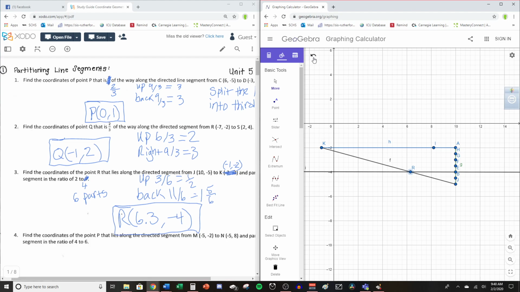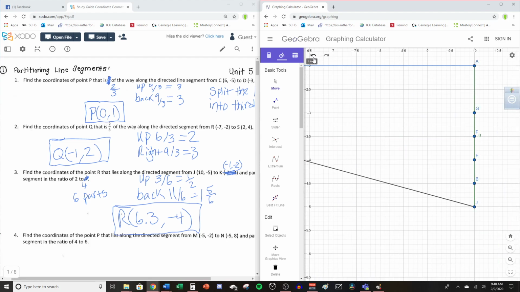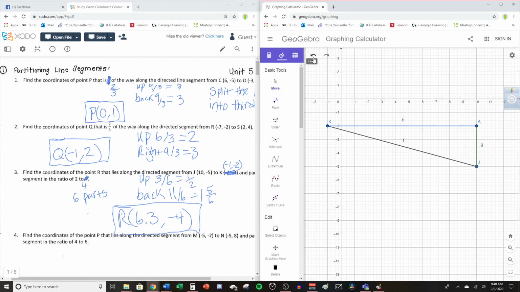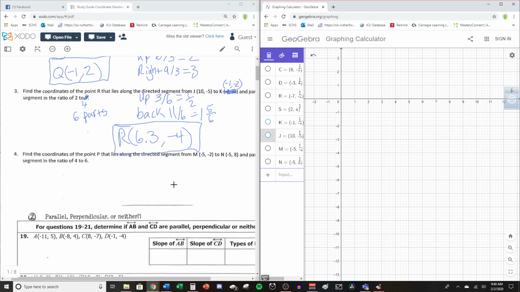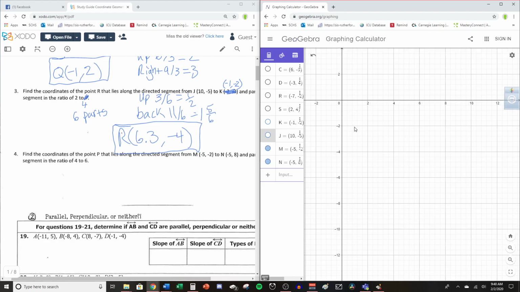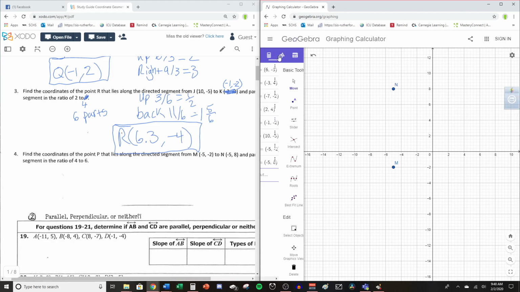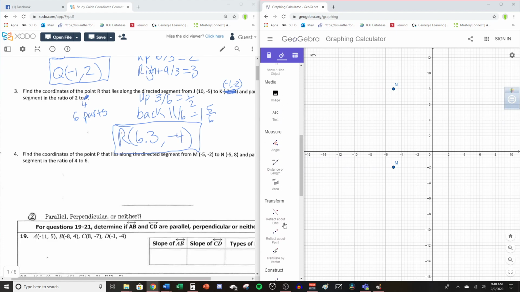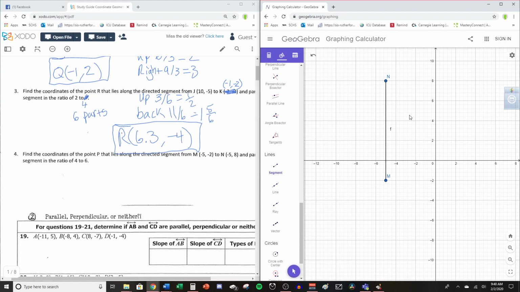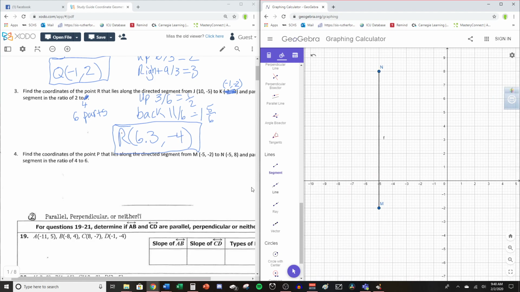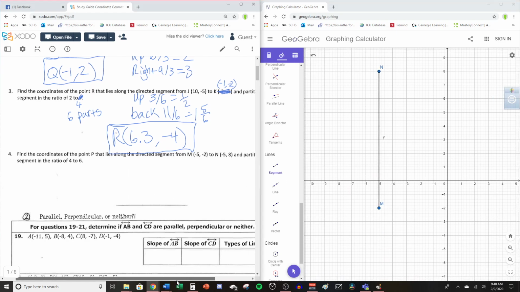Alrighty, I'm going to undo all that. We'll go back to our original here, get rid of that. Okay, and let's go to the next question. We're going to have the coordinates. We're going from M to N. So right here, and what's nice about this one is it is a straight line, just vertical. So from here to here. There it is.